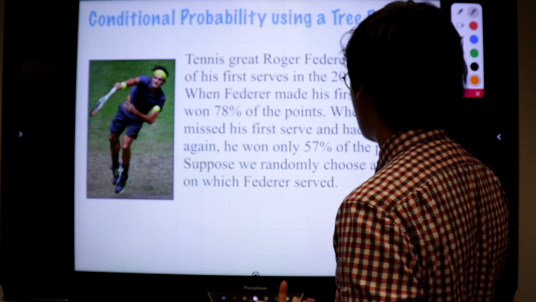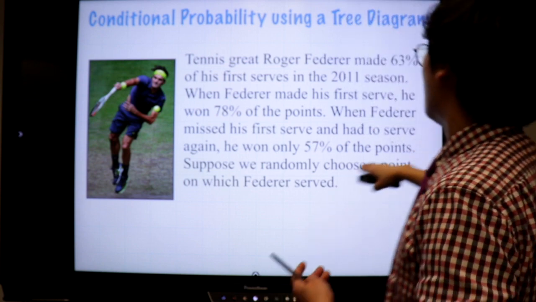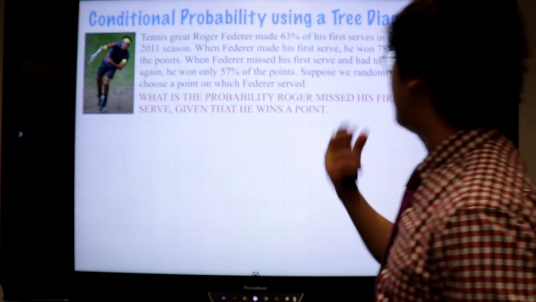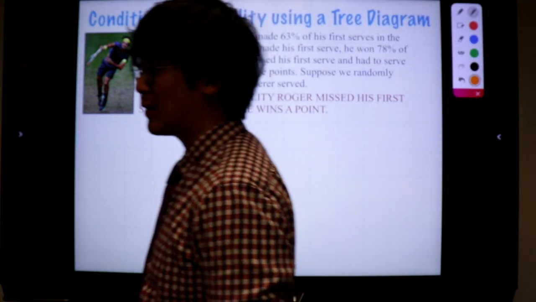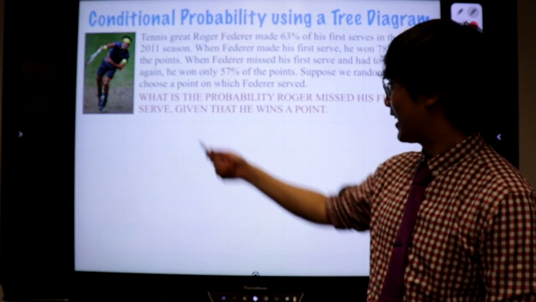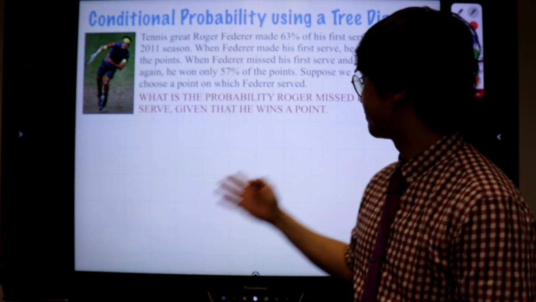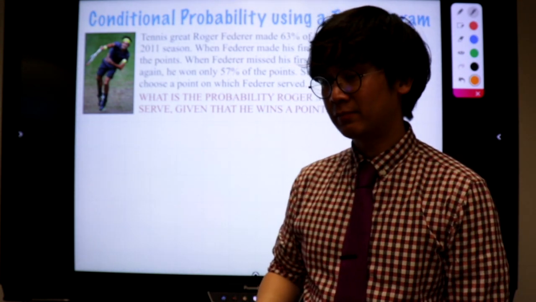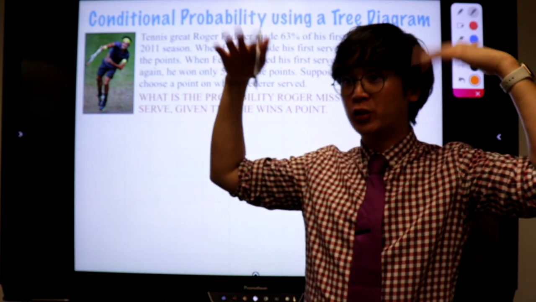Got it? Suppose we randomly choose a point on which Federer served. What is the probability that Roger missed his first serve given that he wins a point? Then it becomes problematic, right? Can you visualize this? What is the probability that Roger misses the first serve given that he wins a point? So are you visualizing what you're supposed to be computing?